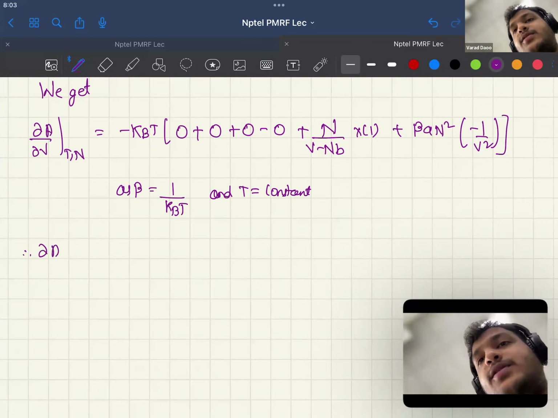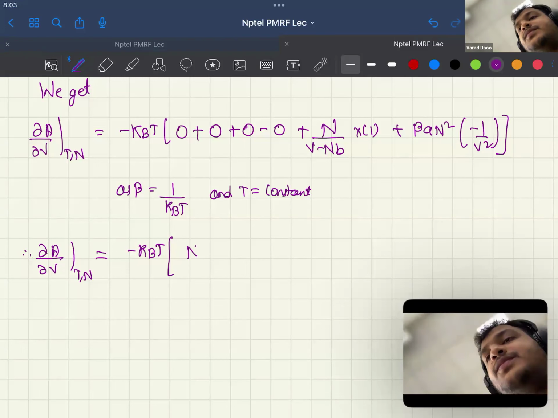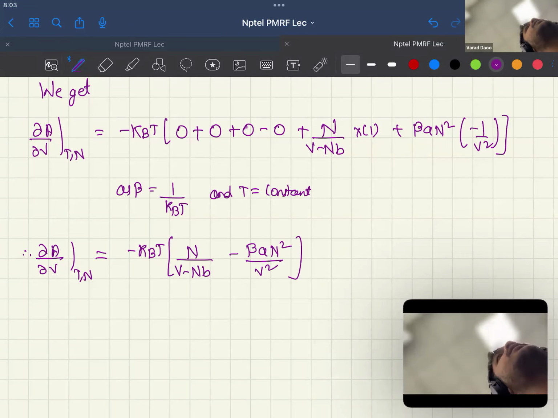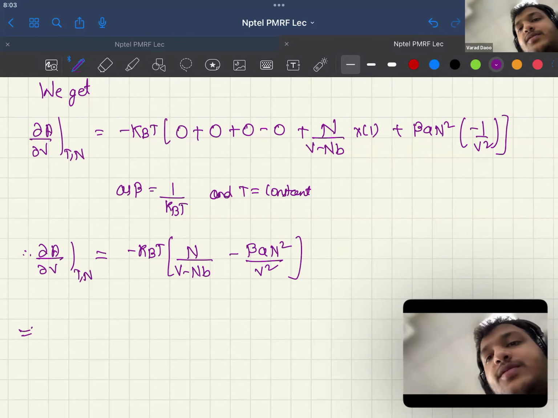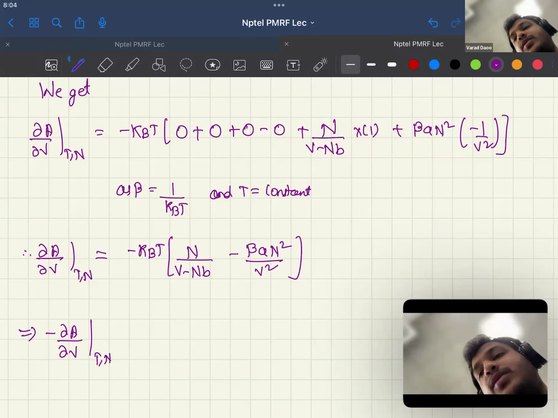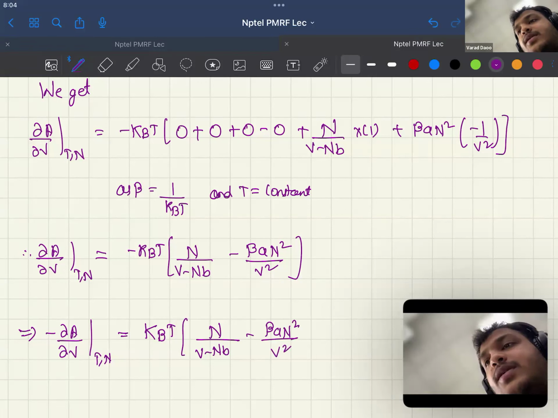Therefore, the whole complex equation becomes a very easy one: minus kBT into N by (V minus NB), minus beta A N squared divided by V squared, right? We multiply both sides by minus 1, hence we end up with minus dou A by dou V at constant T, N, which becomes equal to kBT into N by (V minus NB) minus beta A N squared by V squared.